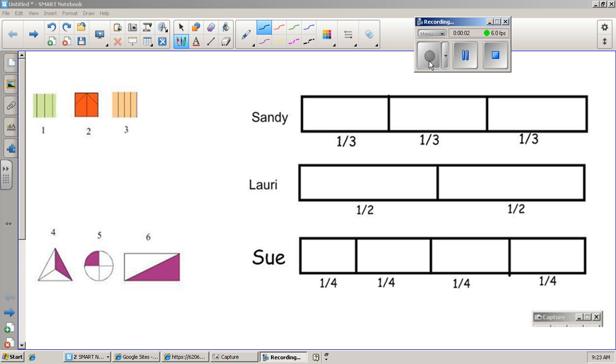Today, boys and girls, we're going to be talking about fractions. When you look at numbers 1, 2, and 3, you see different fractions.